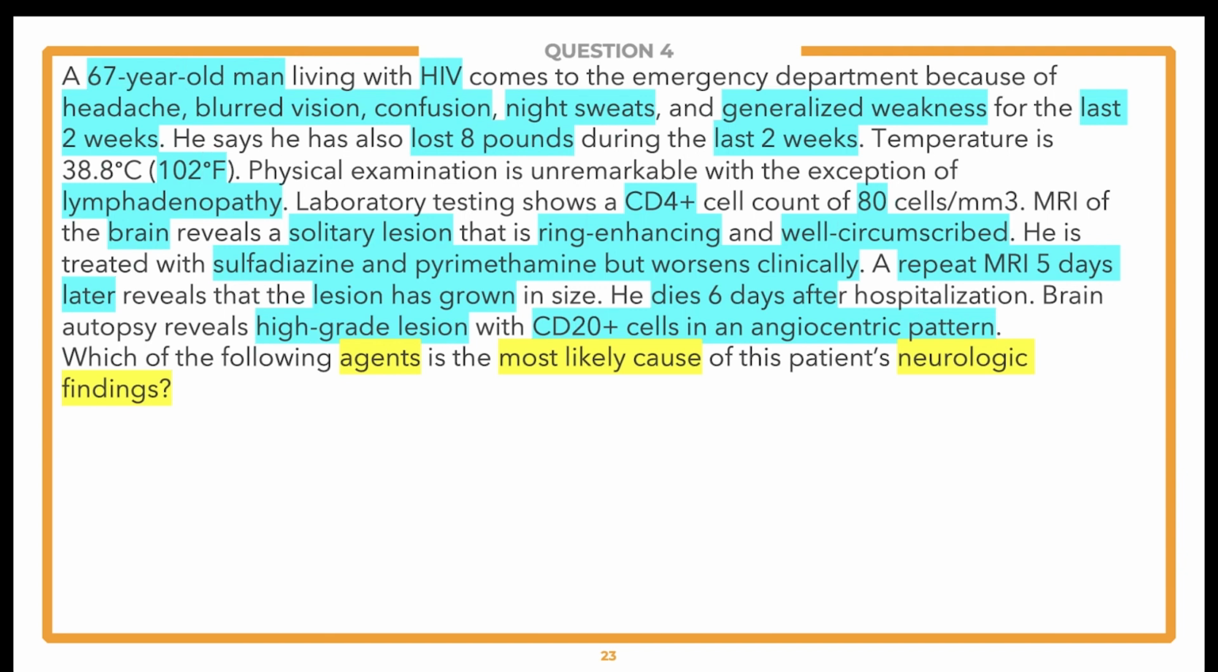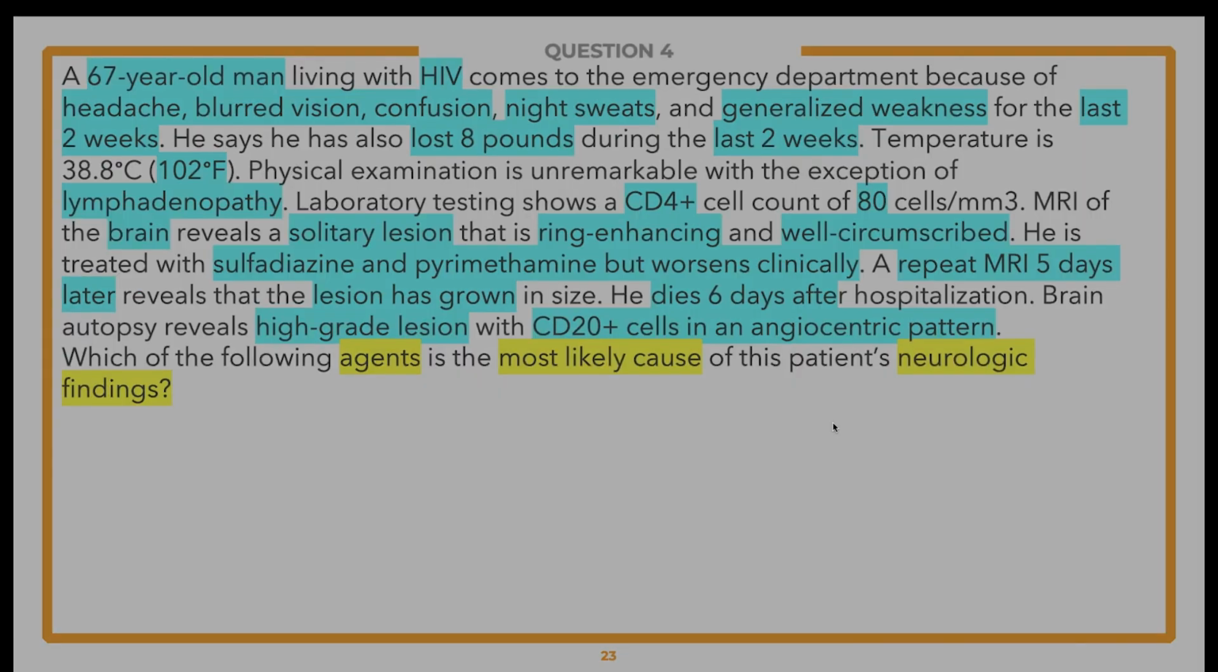Then we've got sulfadiazine and pyrimethamine treatments, but he worsens. Then another MRI shows that the lesion grows in size and he dies 6 days later. And then you do an autopsy and you see a high-grade lesion with CD20 cells and angiocentric patterns. So you've got a lot of clues here, and hopefully you'll pick up on them. This is a tough question. Not many people usually get it right.